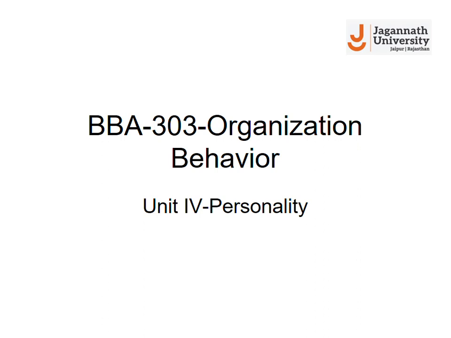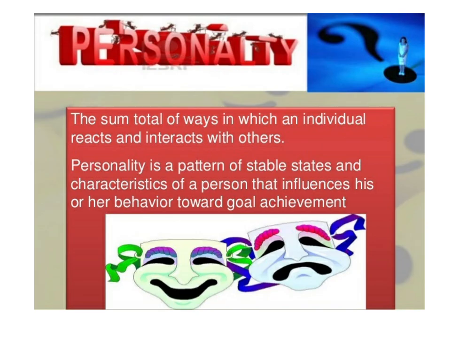So, the definition of personality: it is a pattern of relatively permanent traits and unique characteristics that give both consistency and individuality to a person's behavior. It is the sum total of ways in which an individual reacts and interacts with others. Personality is a pattern of stable states and characteristics of persons that influence his or her behavior towards goal achievement.